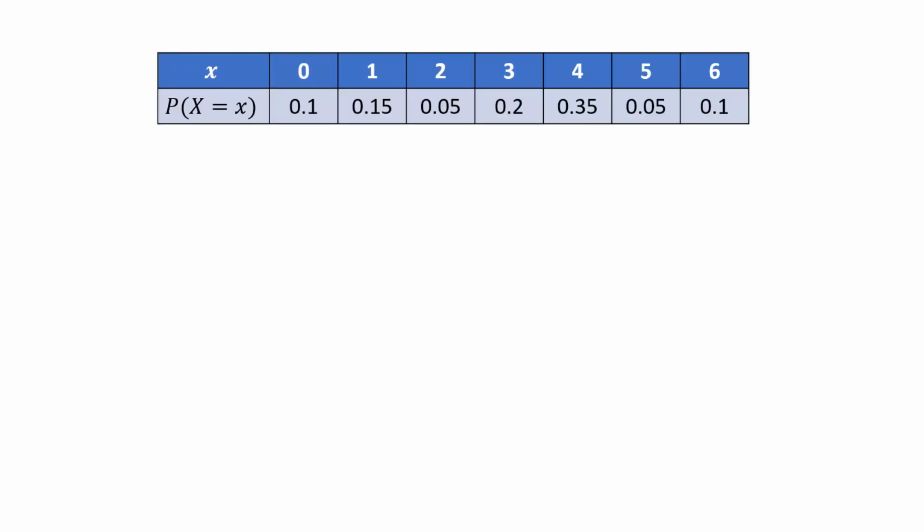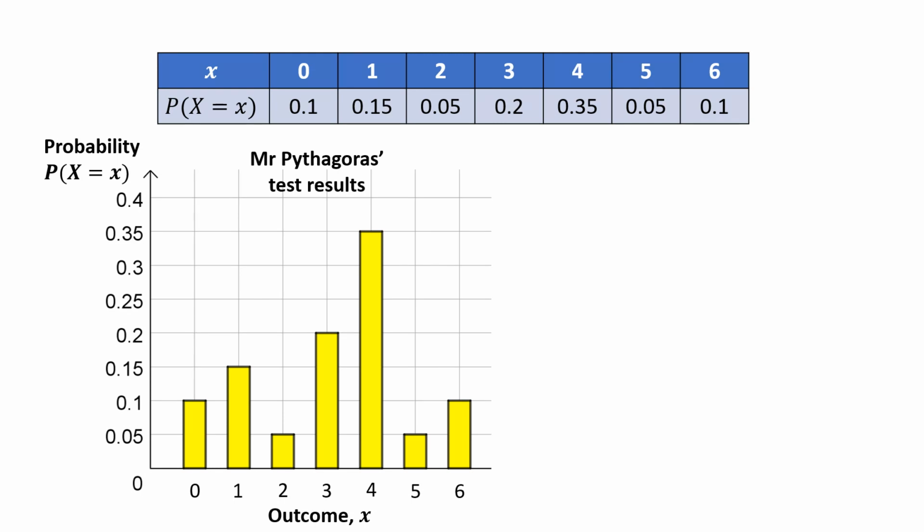All right, so from our table, we can draw a probability distribution graph. Notice on the y-axis, we have the probability, and on the x-axis, the outcome of happening. So the probability of getting 3 marks in the test is 0.2 or 20%.